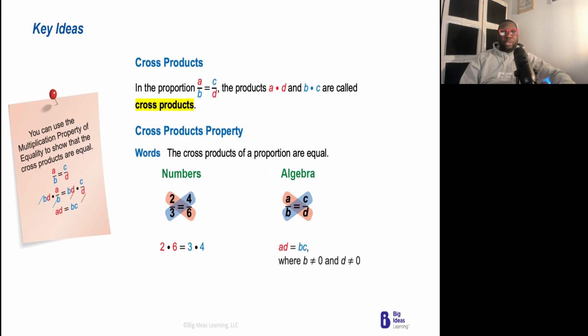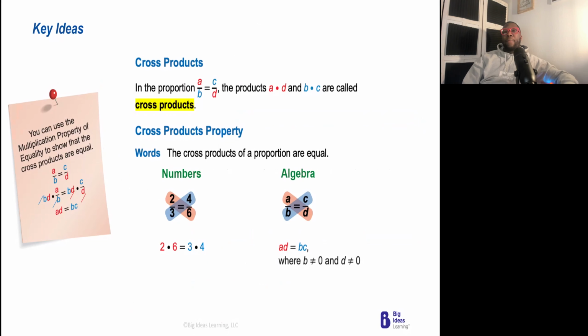Another way that we can determine whether or not two ratios are proportional is using cross products. As we take a look in this example of A over B and C over D, those are two ratios. If we multiply A and D, and B and C, and those values are equal to each other, then it's proportional. If they are not equal to each other, then it's not proportional.